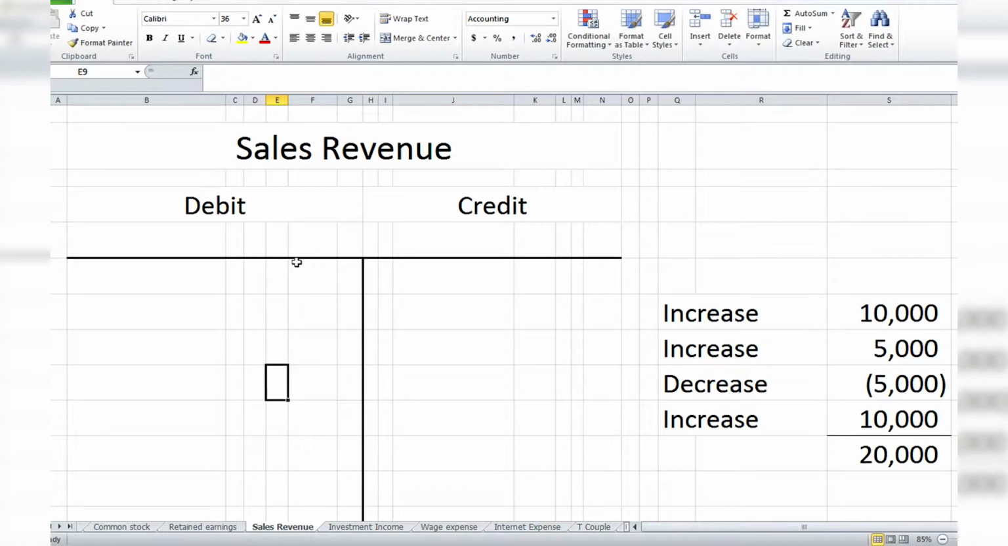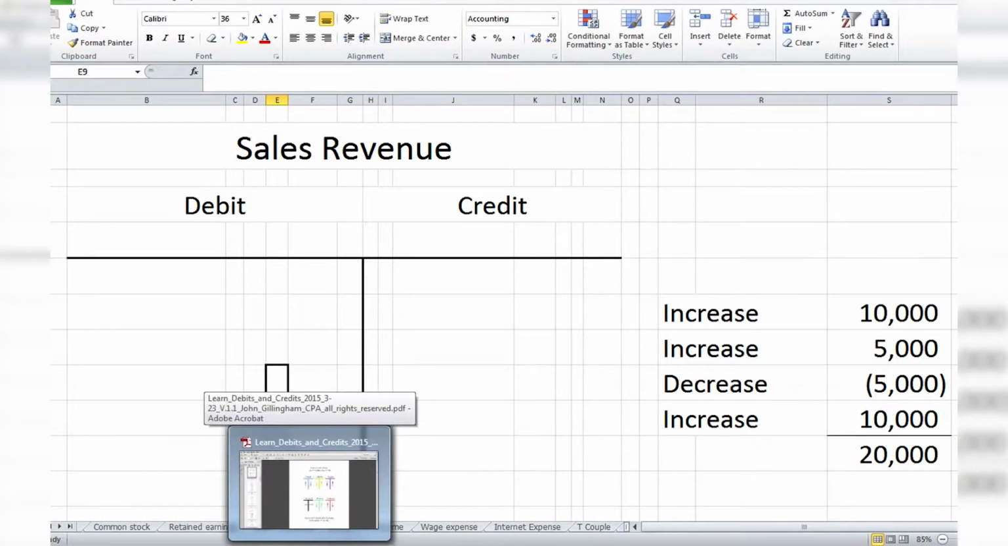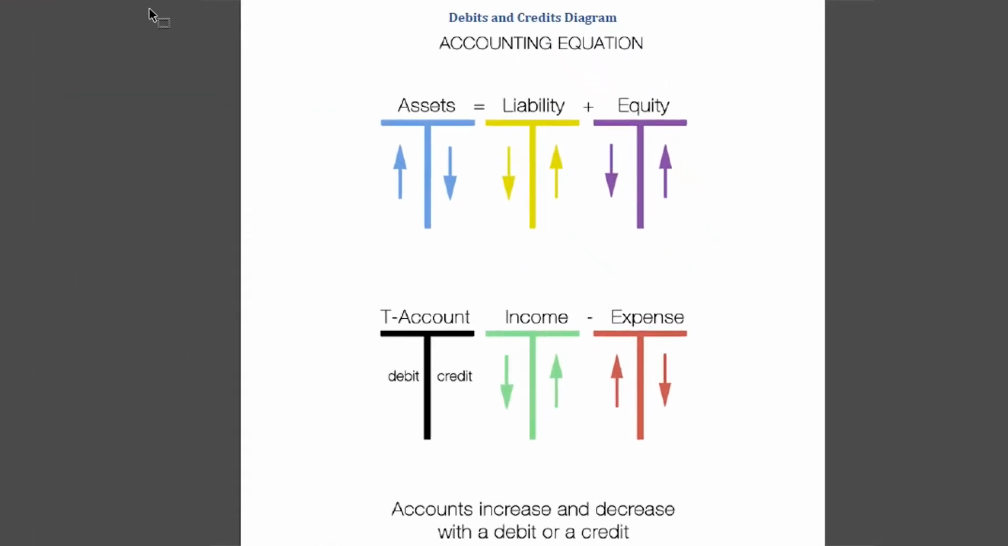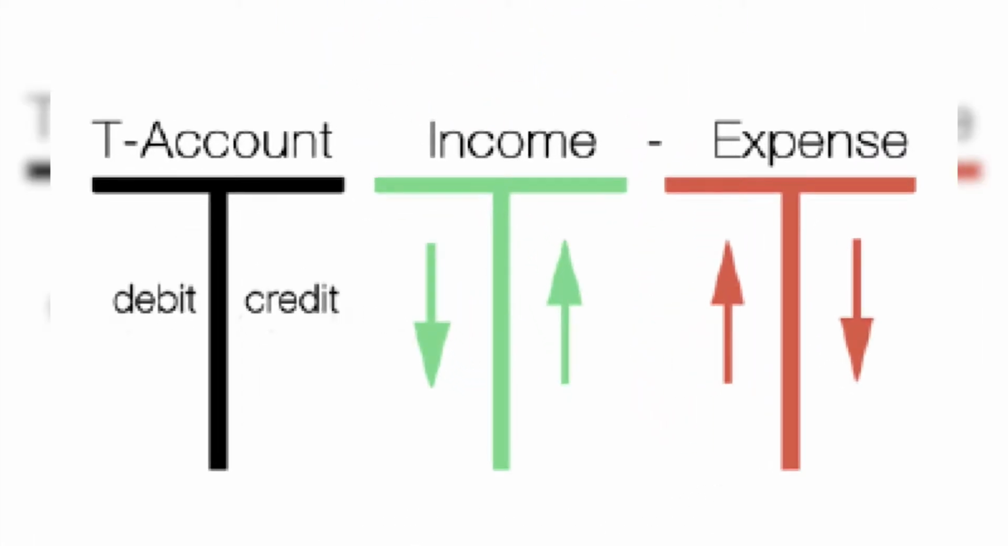Okay, so here we are with a sales revenue T account with our debits and credits. I'm also going to be referencing our Learn Debits and Credits ebook. So here's our famous accounting diagram. Now we've come to our income statement accounts. And now we're talking about income. Increasing income with a credit. Just got to memorize that.